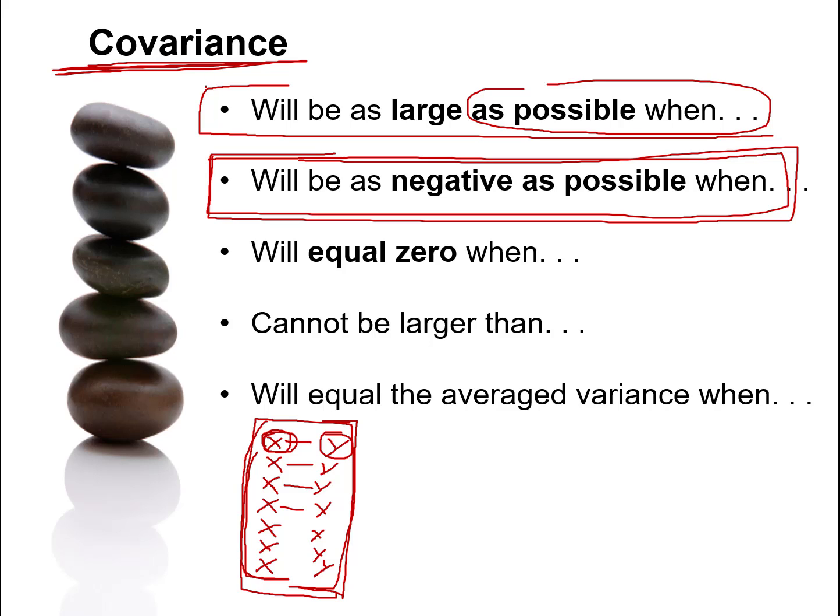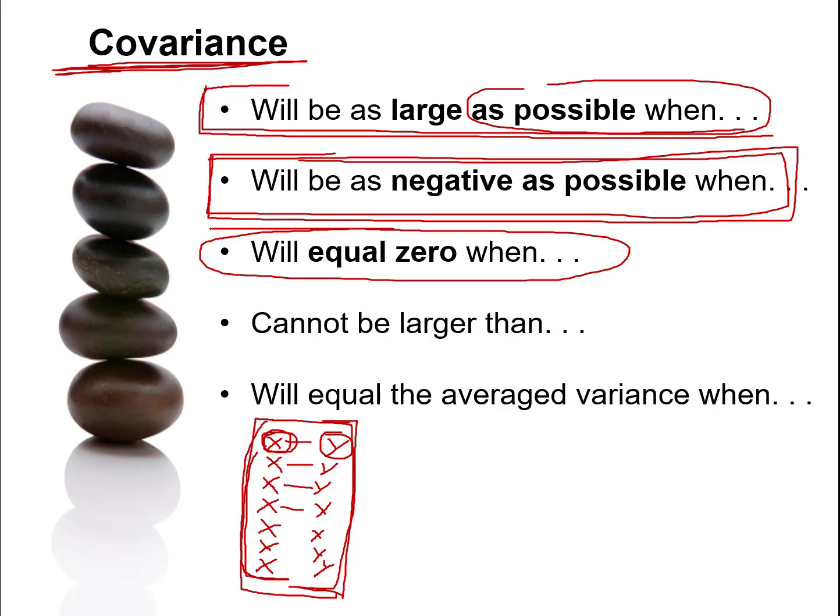It will be the most positive, highest value it can be when I have a perfect positive correlation. And as you might guess, it will equal 0 if I have no relationship. If the correlation between X and Y is 0, then my covariance will be 0. So covariance will be 0 when there's no relationship, and this value gets bigger and bigger as the strength of relationship gets larger and larger.